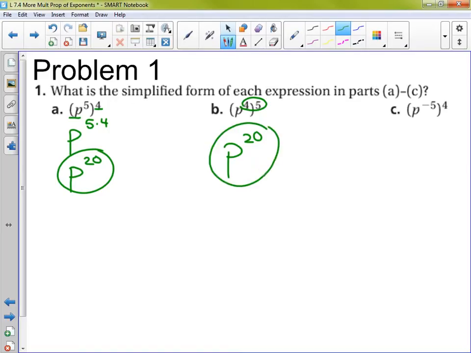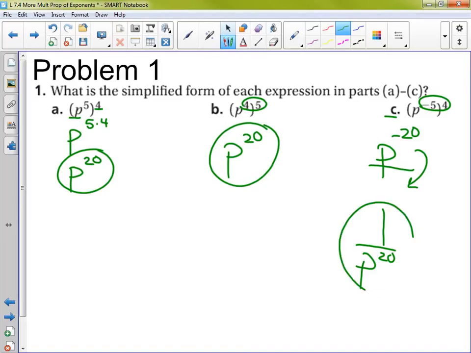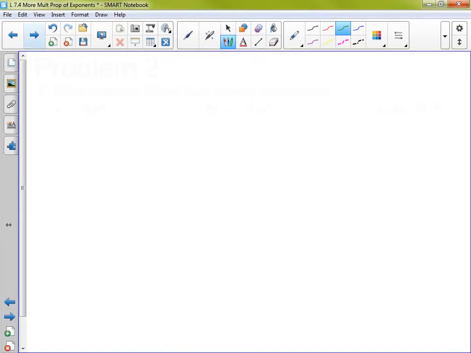But where this shortcut helps you is when you start dealing with negative exponents. So in part C, p to the negative fifth raised to the fourth, negative 5 times 4 is p to the negative 20th. And to simplify that, you just have to move it to get rid of the negative exponent. So it becomes 1 over p to the positive 20th. Fairly straightforward.